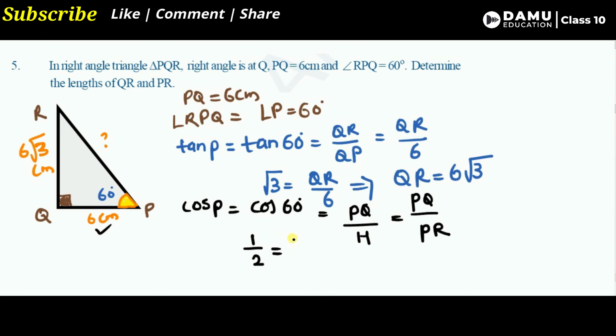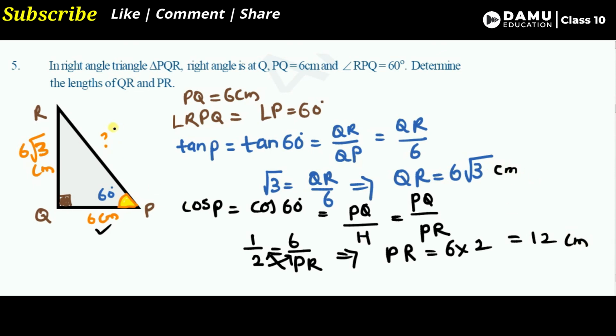So 1 by 2 equals PQ, which is 6, by PR. That implies PR will be equal to 6 into 2. So we are multiplying on both sides. So that will be equal to 12. So PR is 12 centimeter, and QR is 6 root 3 centimeter. So this is 12 centimeter.